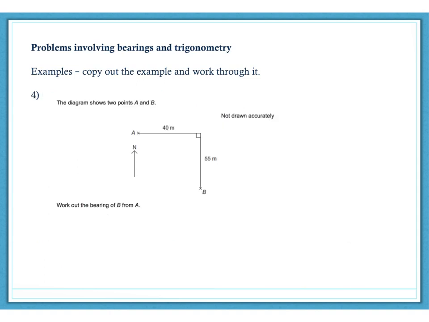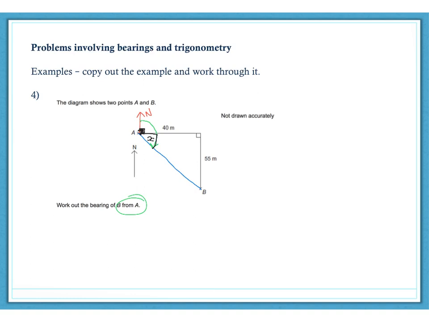Example number 4. The diagram shows 2 points A and B. Work out the bearing of B from A. So, if we draw in a north line at A, and we join A and B together, the bearing of B from A means we start from A and we go around like that. Now, to work this out, we're going to need to find the size of this angle here, x, and add it on to the 90 degrees up here.